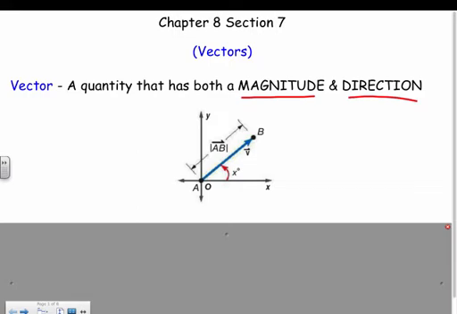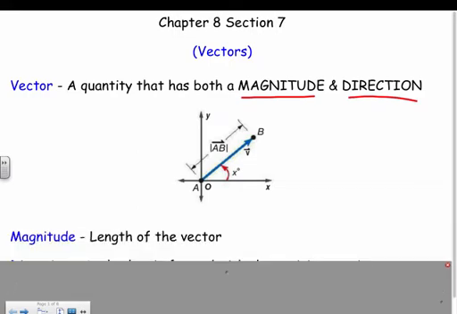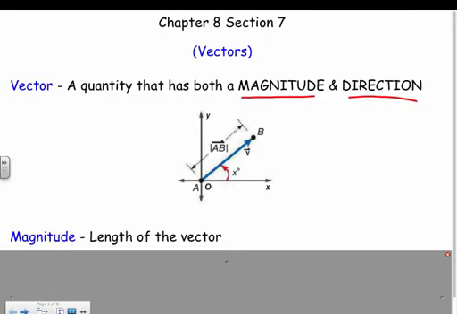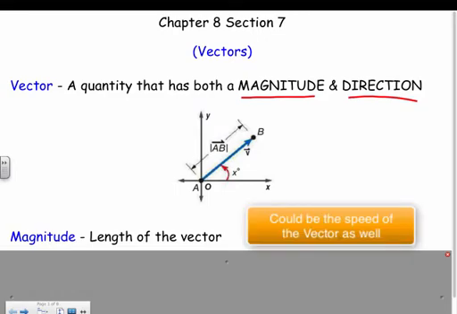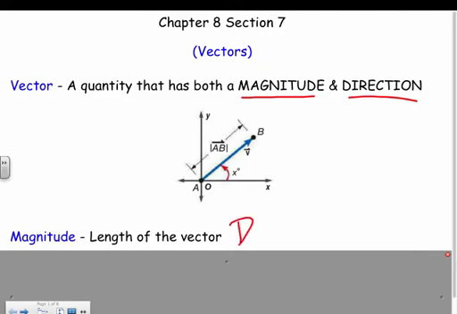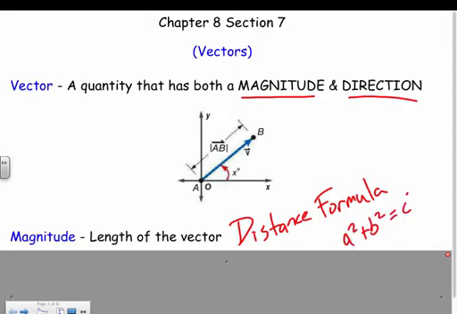Well, we got to talk about what's a magnitude. Well, magnitude is the length of the vector. It's the length. So, if we're finding lengths of vectors or lengths of lines, we're probably going to use the distance formula, or what it was derived from, which is our Pythagorean theorem as well. So we could use one of these two, either a squared plus b squared equals c squared, or we could use our distance formula, right, where we find the distance between the x's, distance between the y's, square those, add them, take the square root.